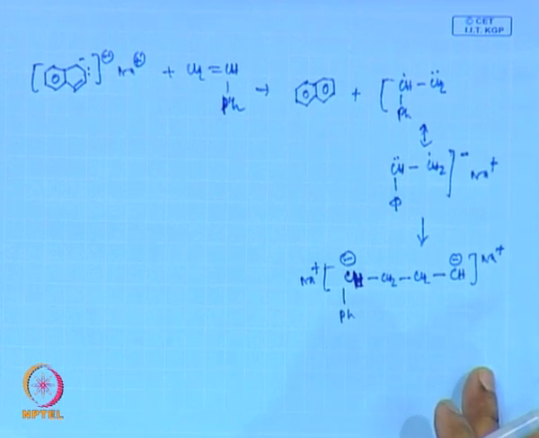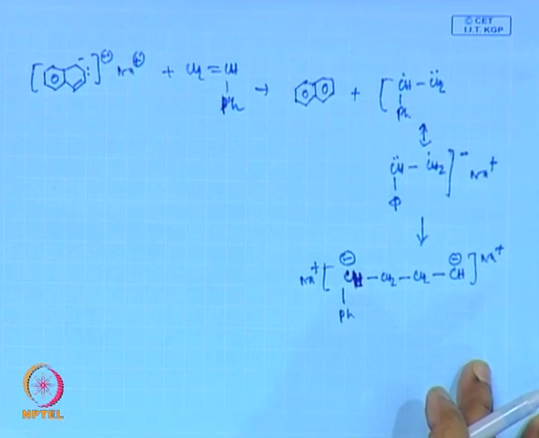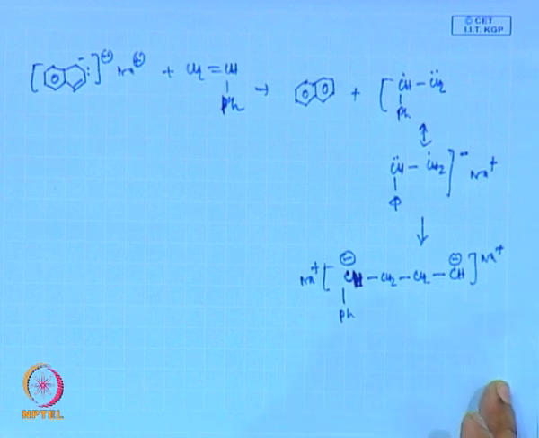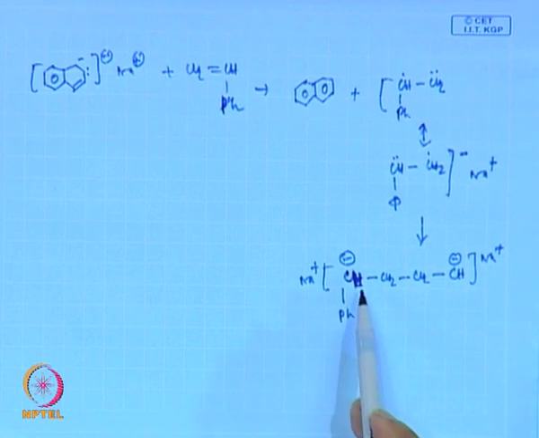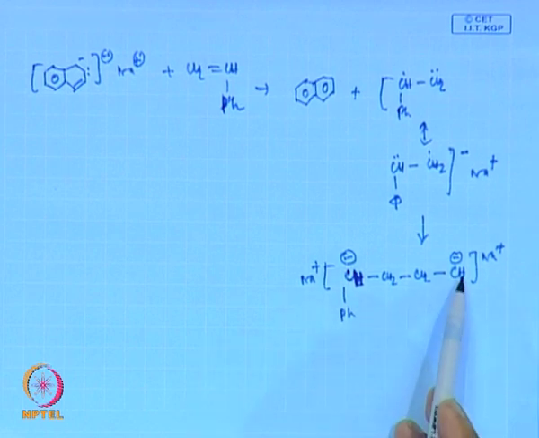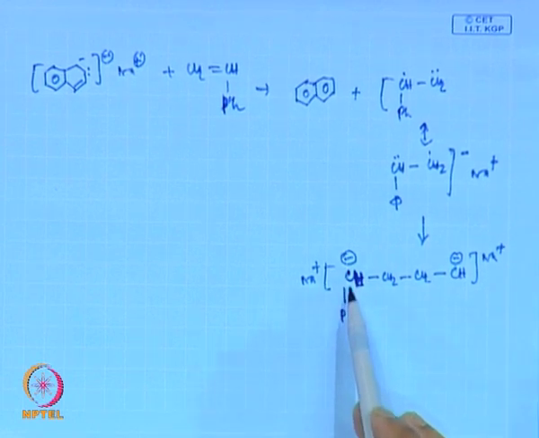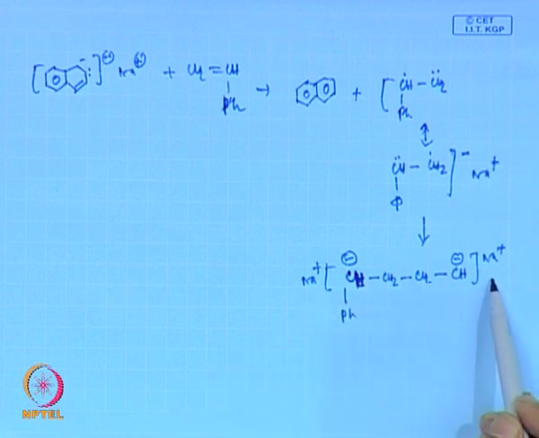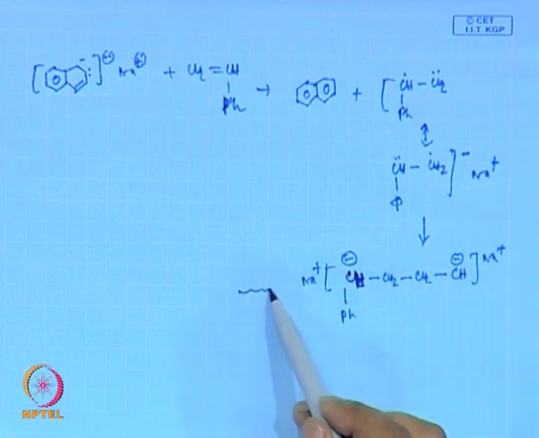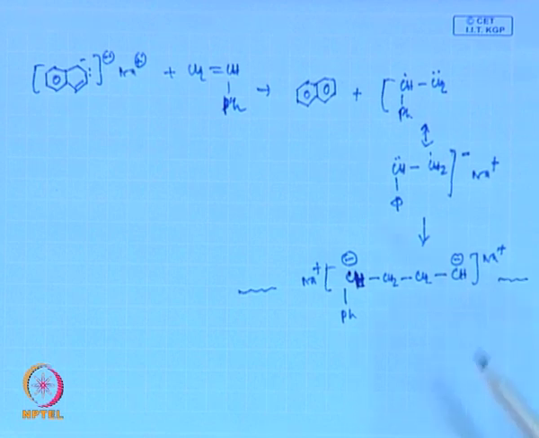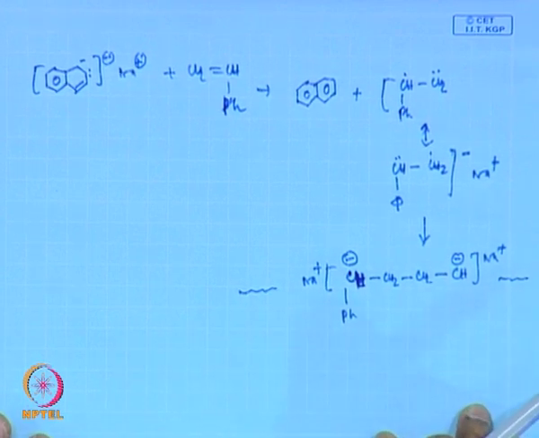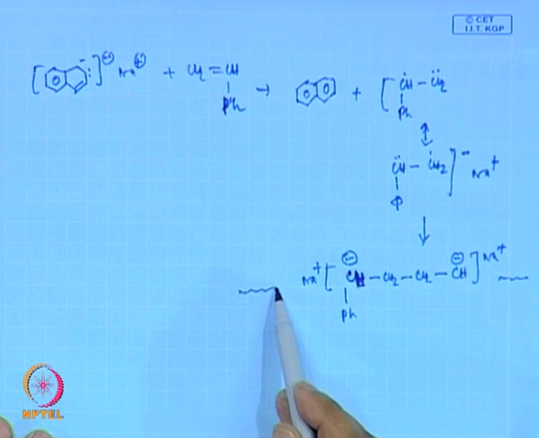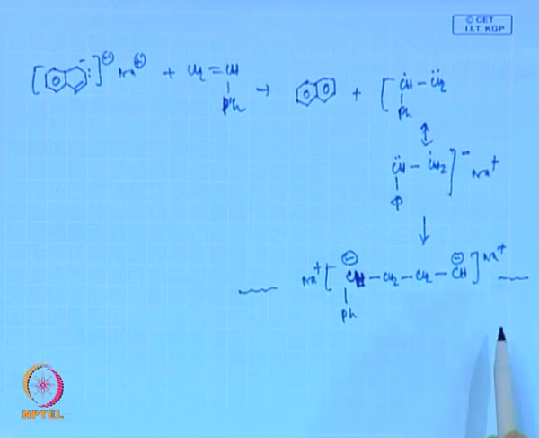In this case, we took the example of sodium and naphthalene, and you can see the final chain initiating species formed is this, which can extend or propagate from both the sides. So, you can have propagation happening on both sides.